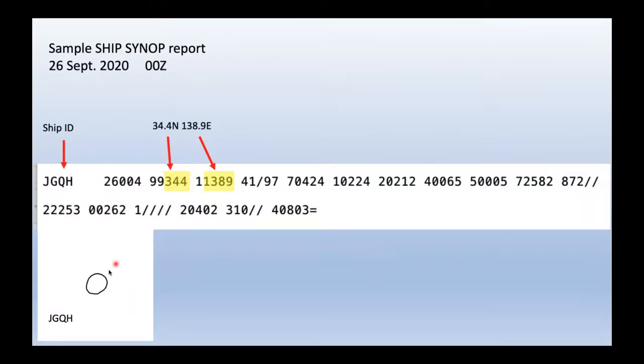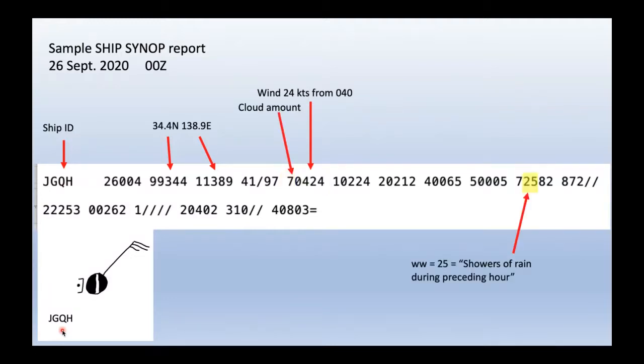And if I were plotting this, I would start by making a circle of that location and put the indicator for the station, or the ship in this case. Then I would add the winds, and I would add the cloud amount. And the present weather would go right to the left there, which in this case is a code 25 indicating showers of rain during the preceding hour, but not at the time of observation. So you're basically saying it rained over the last, I believe it was an hour, but it's not currently raining.